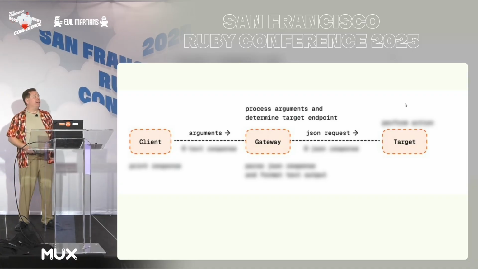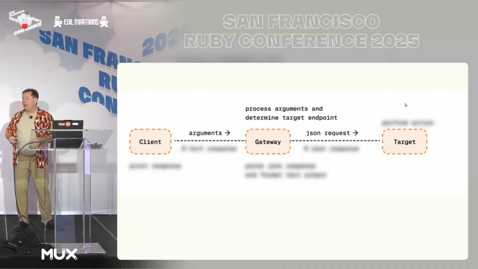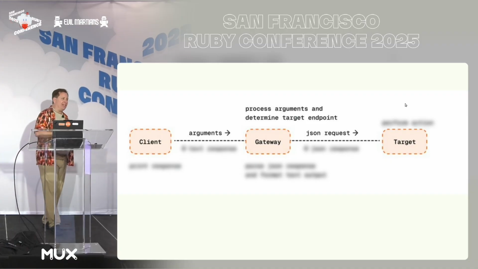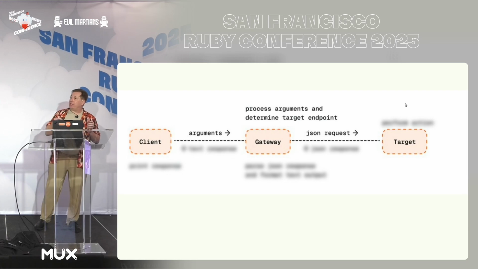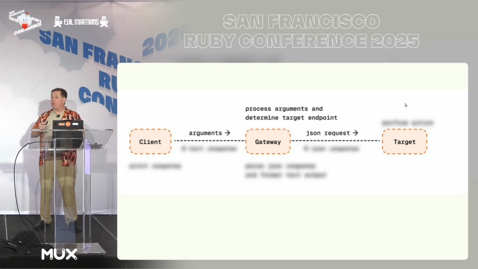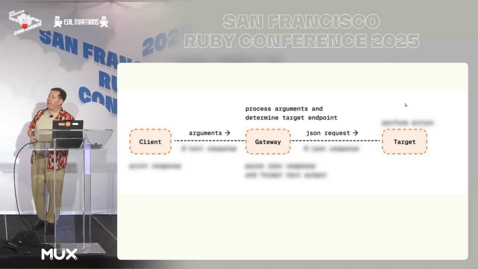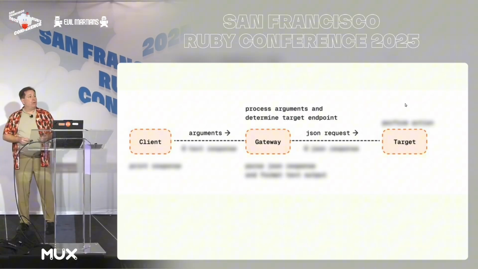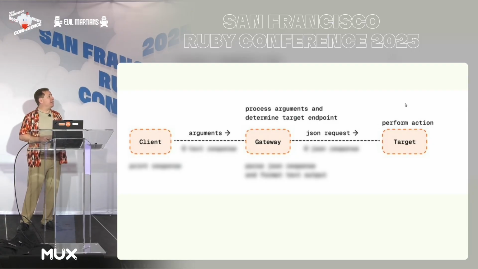Now, there's no requirement that the gateway endpoint be running in the same process as the target endpoint, though they are in Ubicloud's case. In Ubicloud's implementation, instead of sending an HTTP request to the target endpoint, the gateway endpoint calls the target endpoint rack application directly with a rack environment hash. But you could easily implement a gateway endpoint that ran on a different machine and contacted the target endpoints using HTTP requests. Now, the target endpoint does the same processing it did previously.